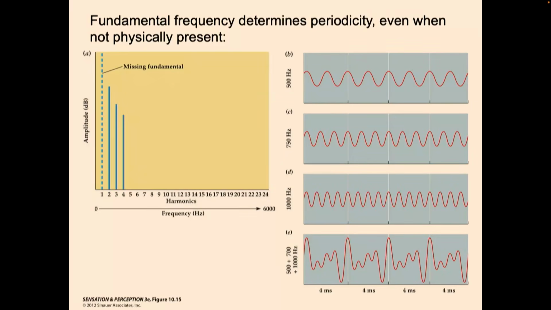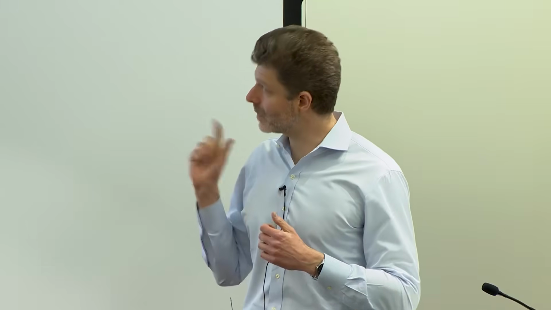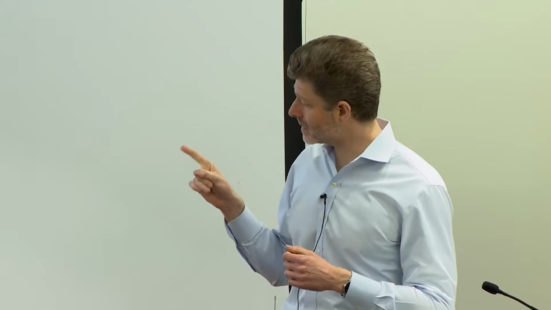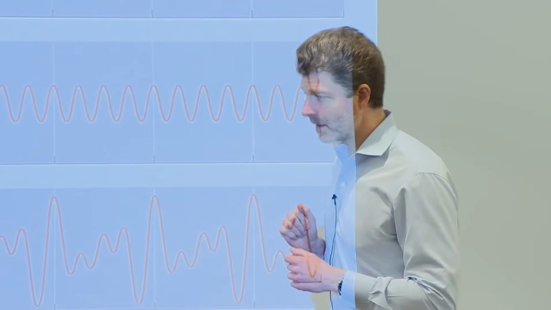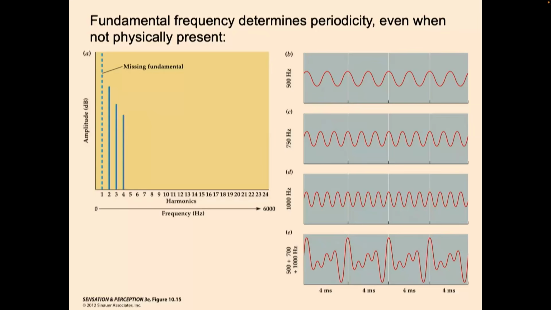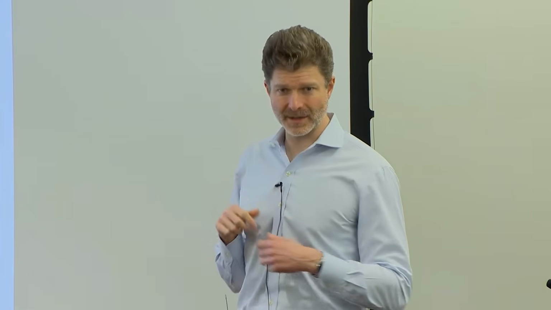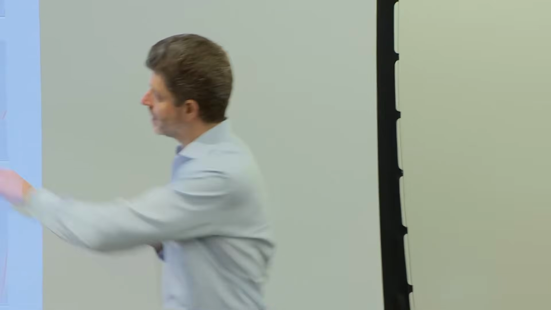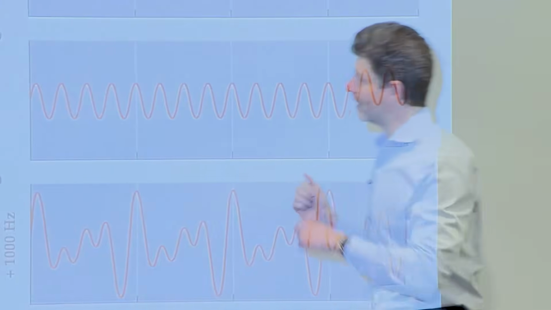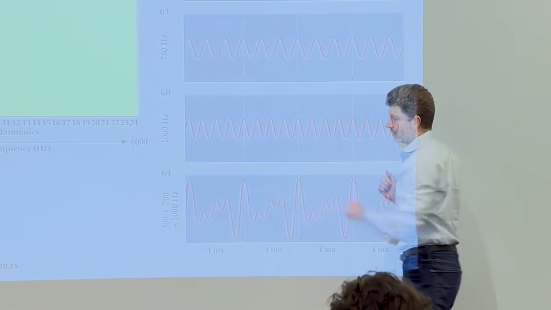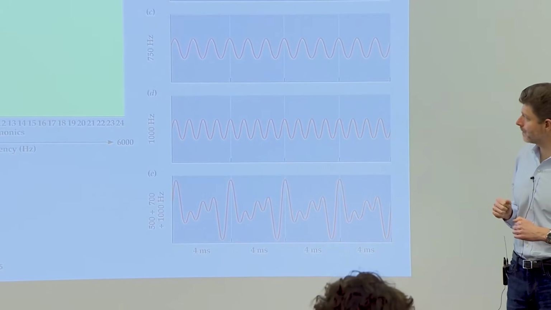Another important concept is that the fundamental frequency determines the period of the sound, even when it's not physically present. This is a sound that has a missing fundamental. It consists of the second, the third, and the fourth harmonic of 250 hertz. The second harmonic of 250 hertz is 500 hertz, so twice that. The third harmonic is 750, and the fourth is 1,000.